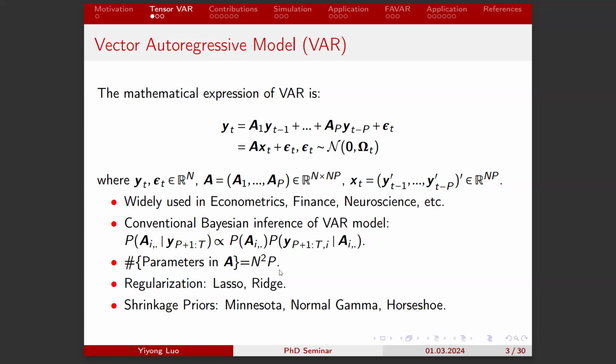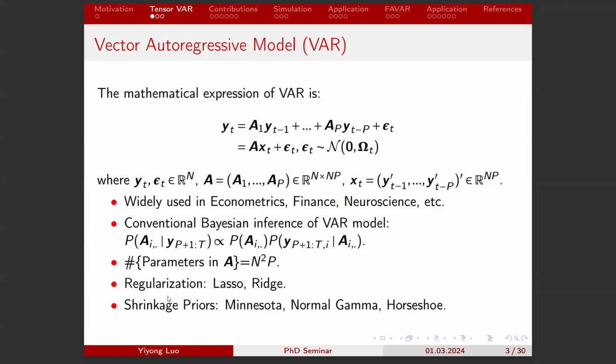The problem of VAR is that it is prone to overfitting, because the number of parameters grows quadratically with the number of time series. There are mainly two strategies to mitigate overfitting. The first one is regularization, such as lasso and ridge. If you are working on Bayesian inference, you can also impose some shrinkage prior. For example, the Minnesota prior is really popular in econometrics. Normal-gamma is a prior proposed by Griffin, and horseshoe is also a pretty popular prior at the moment. But I will not talk about either regularization or shrinkage priors in today's talk.